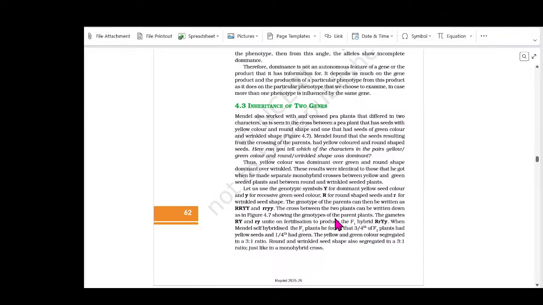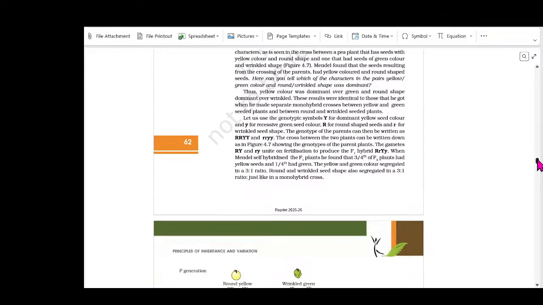Showing the phenotypes of the parent plants, the gametes capital R, capital Y and small r, small y unite in fertilization to produce the F1 hybrid as capital R, small r, capital Y, small y. When Mendel self-hybridized the F1 plants, he found that 3 by 4th of the F2 plants had yellow seeds and 1 by 4th had green. The yellow and green color segregated in a 3:1 ratio. Round and wrinkled seed shape also segregated in a 3:1 ratio, just like the monohybrid cross.